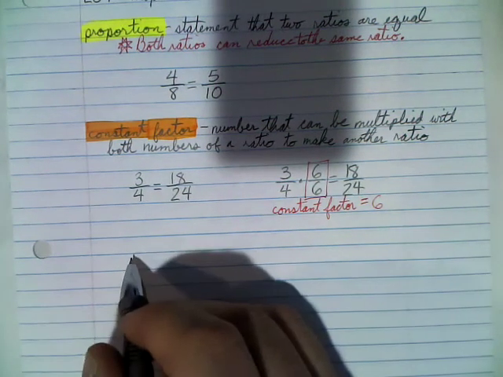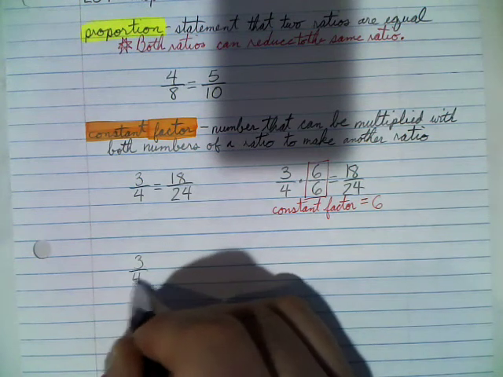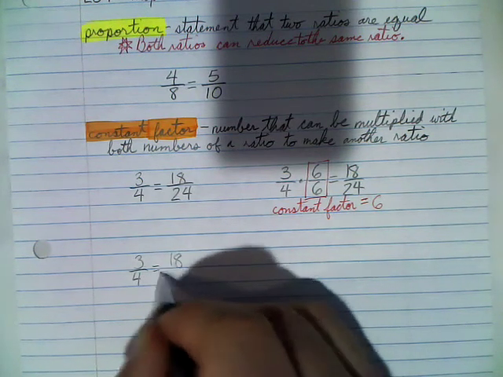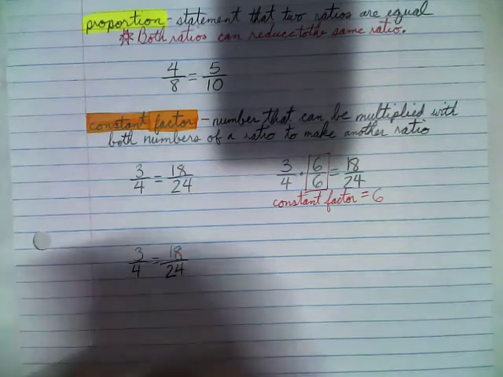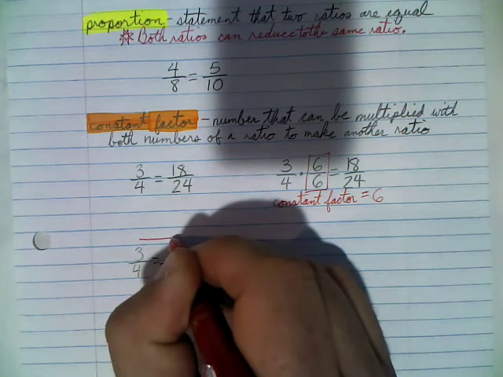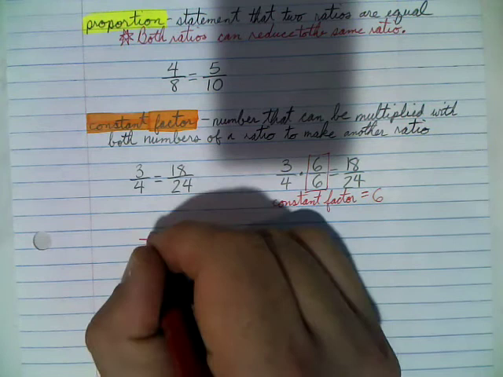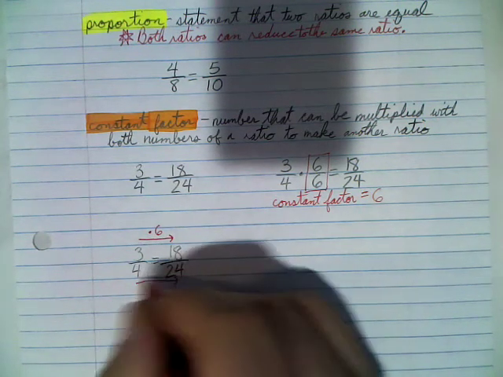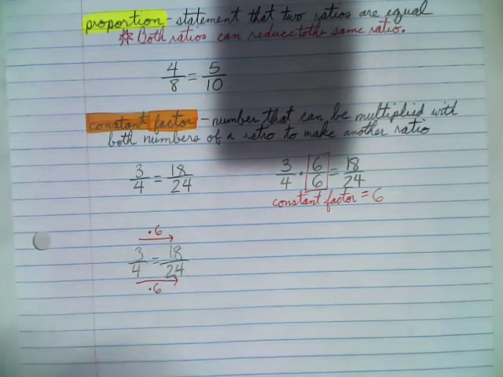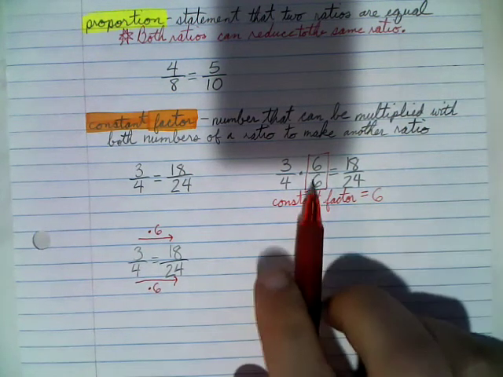So one way of representing what we just saw, if I take our example again, 3/4 equals 18/24, is that we can think that to move from left to right, on top we multiply by 6, and to move from left to right on the bottom, we also multiply by 6. That'd be another way of representing what we've just talked about here.